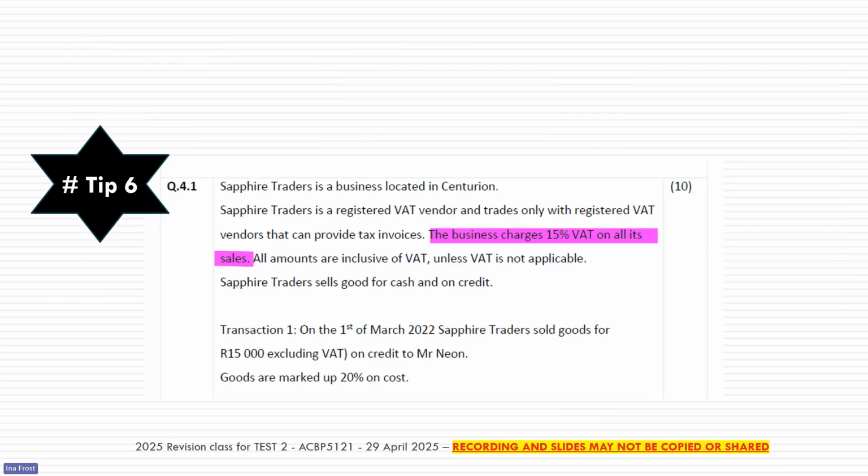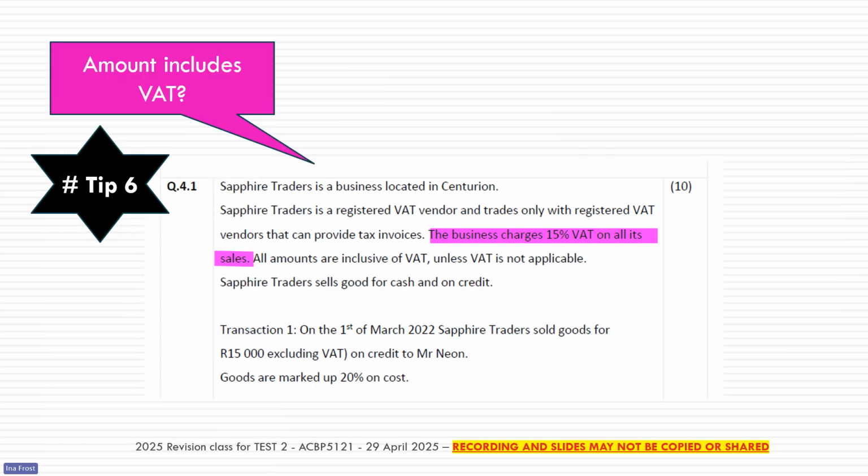So let's have a look here. This is now a slide, an extract from a test paper question. So now we're going to apply tip number 6. The first thing is we're going to ask ourselves the question, do the amounts already include VAT? And if you look there on your slide, in what I've highlighted for you, it says the business charges 15% VAT on all its sales.